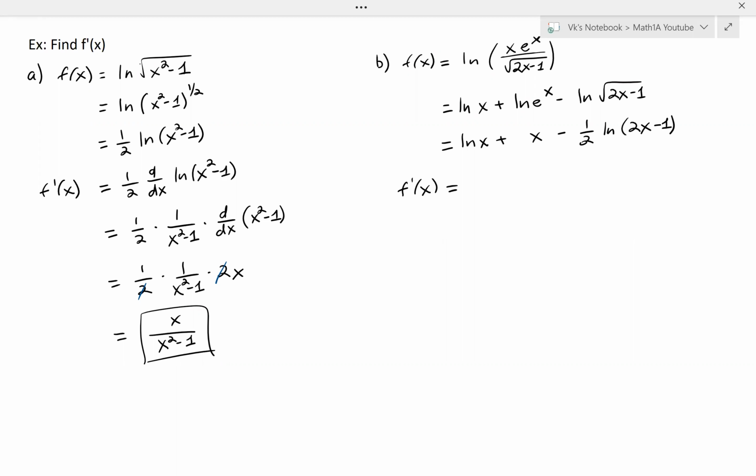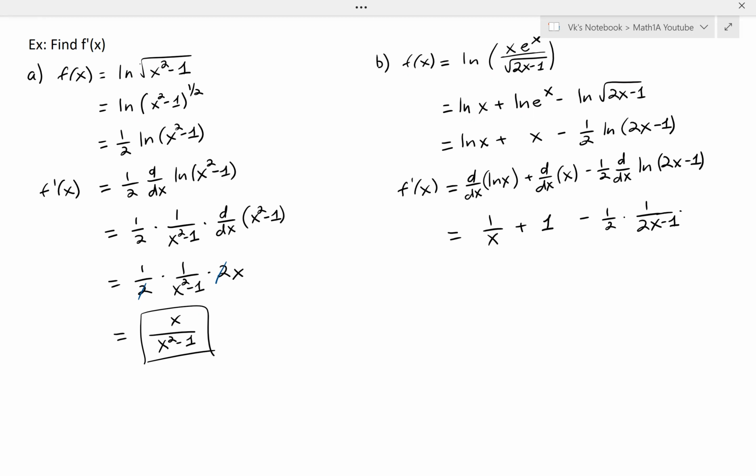And so f prime of x is the derivative of each: the derivative of ln x, plus the derivative of x, minus 1 over 2 times the derivative of ln of 2x minus 1. So we have 1 over x plus 1 minus 1 over 2 times 1 over 2x minus 1, and then we multiply by the derivative of the inner function, the derivative of 2x minus 1. That gives us 2. So the 2 and the 2 cancel out, and now we have 1 over x plus 1 minus 1 over 2x minus 1. Yay!